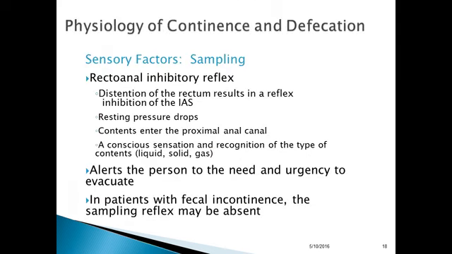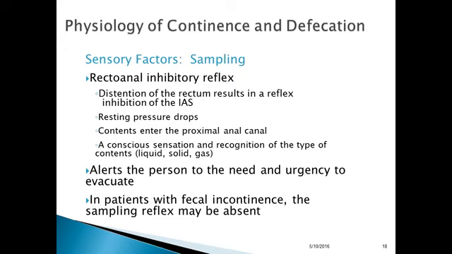In review, sampling occurs as follows. Rectal distension causes a reflexive or autonomic relaxation of the internal anal sphincter. This allows a small volume of rectal contents to go further into the anal canal. This allows the sensory nerves to distinguish whether the rectal contents are solid, liquid, or gas.